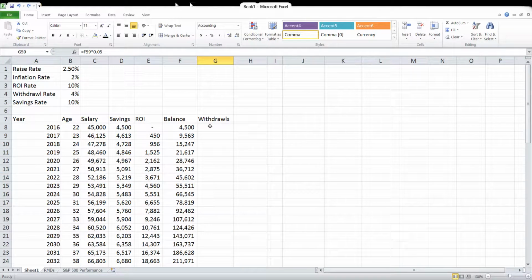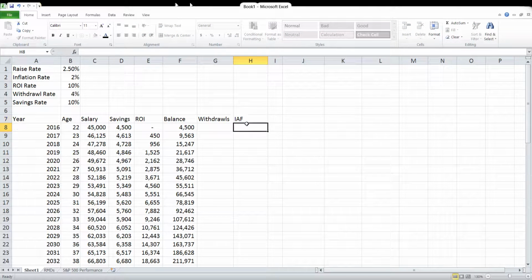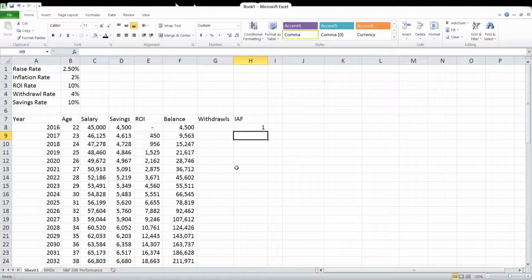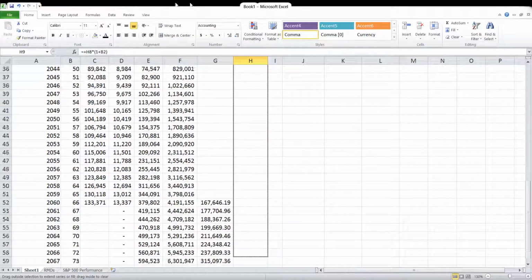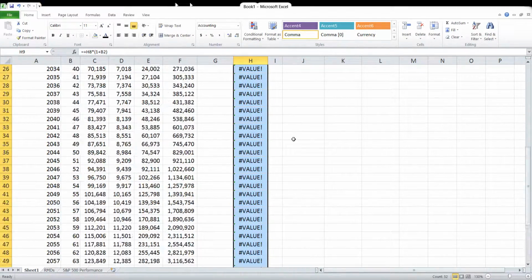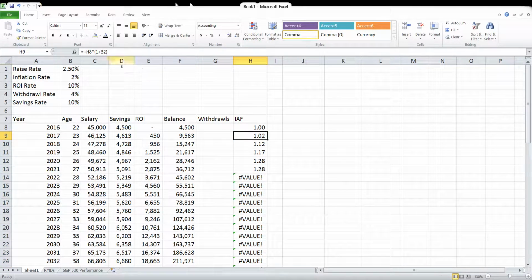Now, what about our inflation adjustment? So I'm going to put an inflation adjustment factor here so that we take everything back to 2016 dollars. The inflation adjustment factor in year one is just 1, and so on. Bring it all the way down here. It didn't like it because I didn't use an absolute cell address. There we go. That's better.